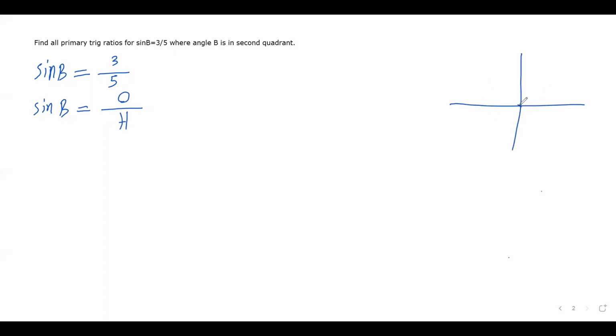Okay, this question says, find all primary trig ratios for sine B equals 3/5, where angle B is in the second quadrant. So our angle is in the second quadrant. I have sine B equals 3/5, that's given. Let's graph it. We are in quadrant 2 now, so let's graph it over here. This is my quadrant 2. This is my angle B, basically. And this is my reference angle. So the related angle here is B.